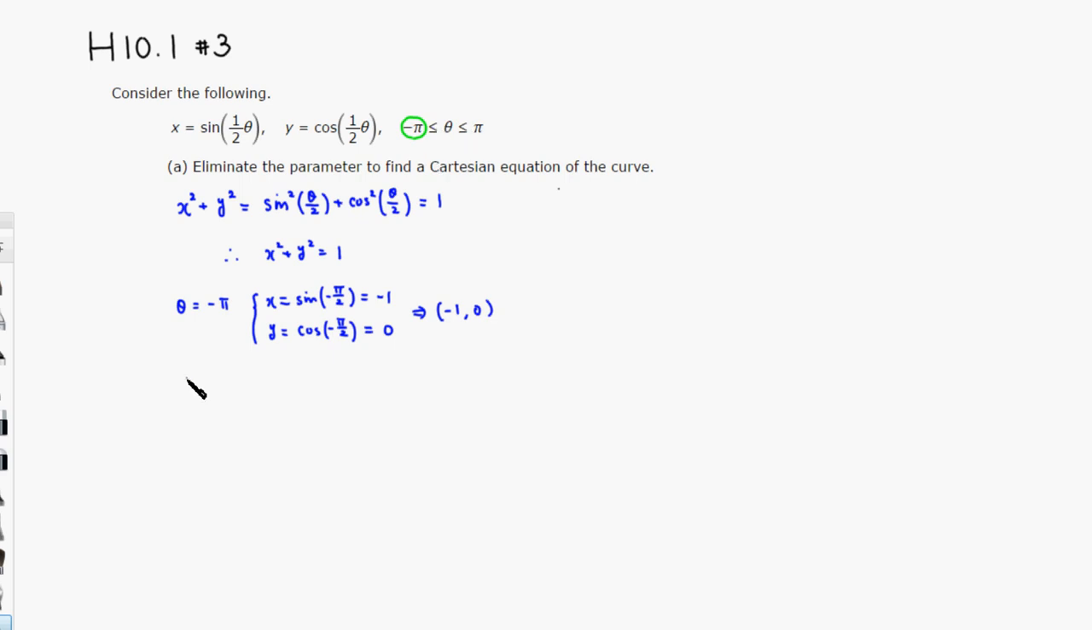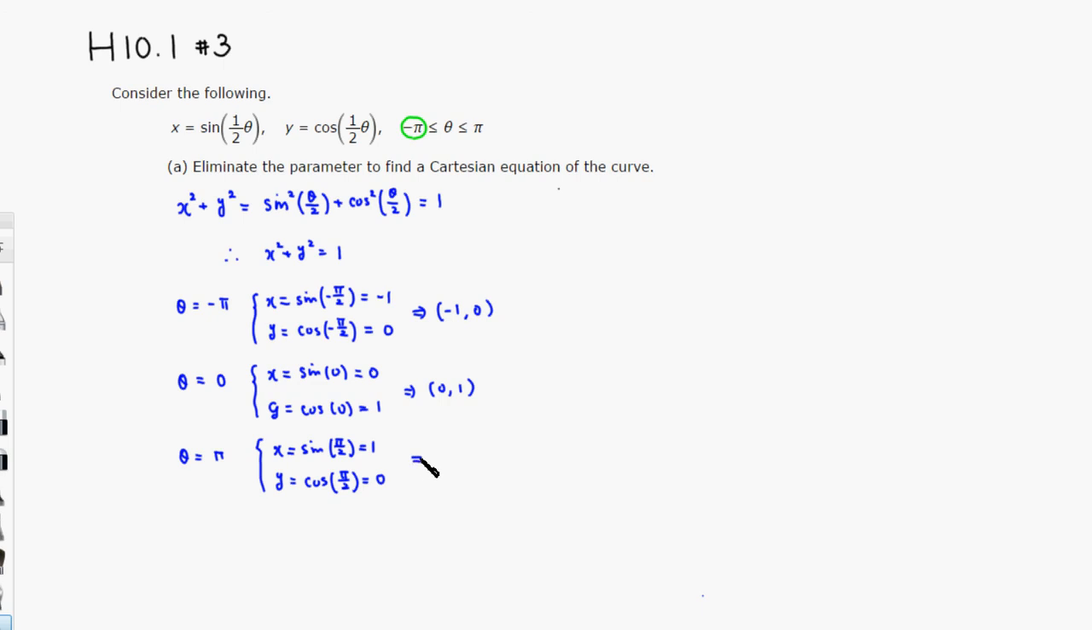Then I'll take the middle number, theta equal to 0. x is going to be equal to sine of 0, which is 0, and y is going to be equal to cosine of 0, which is 1. So it's going to go through 0, 1. The terminal point would be when theta equals pi. x is equal to sine of pi over 2, which is equal to 1, and y equals cosine of pi over 2, which is equal to 0. So it's going to go through 1, 0. So it starts from negative 1, 0, then 0, 1, and 1, 0.